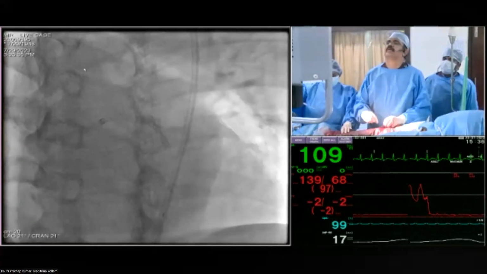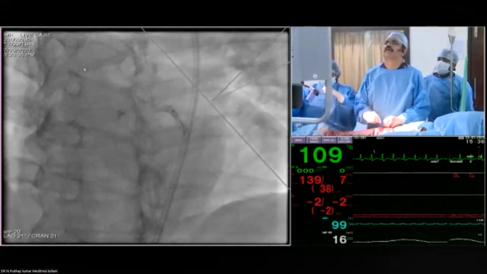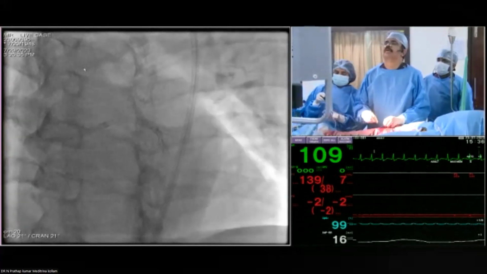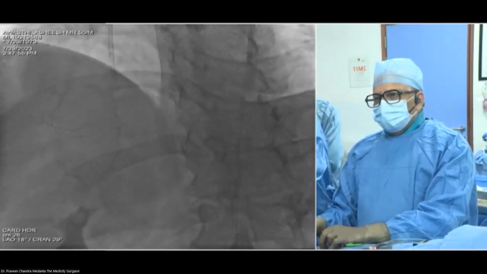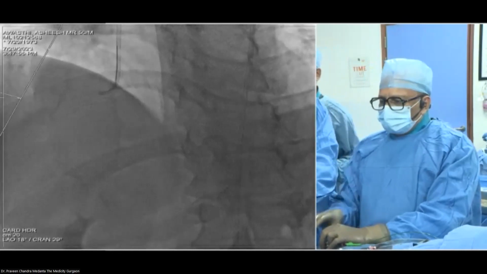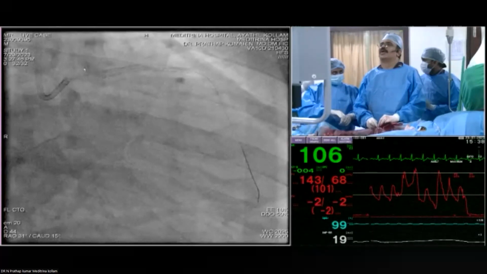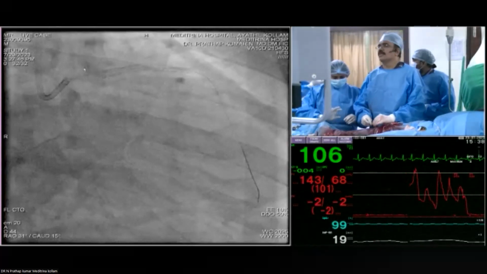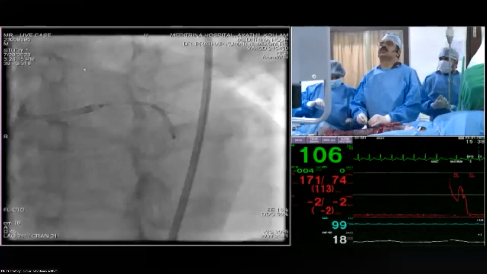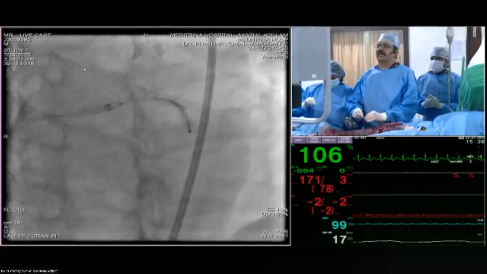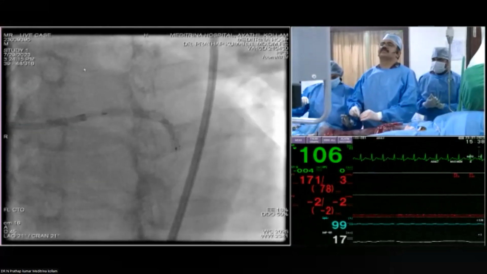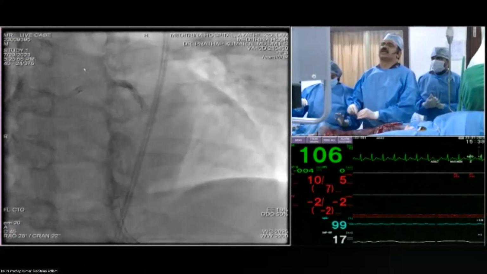Great approach, Dr. Kumar. We just go for a short time back to Medanta. Okay, so we go back now to Dr. Kumar. Can you just show the last two shots? Go back. So this was the stent I placed. Can you see?